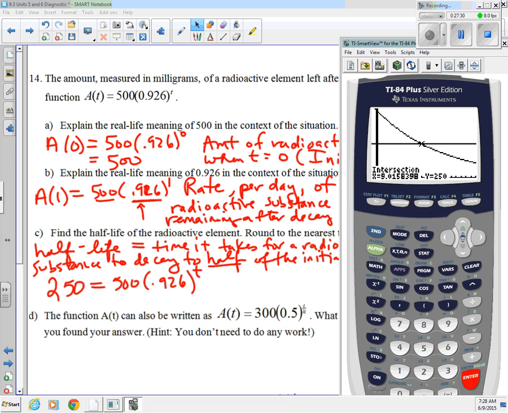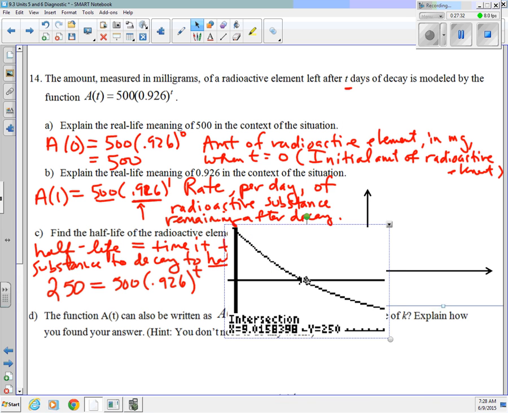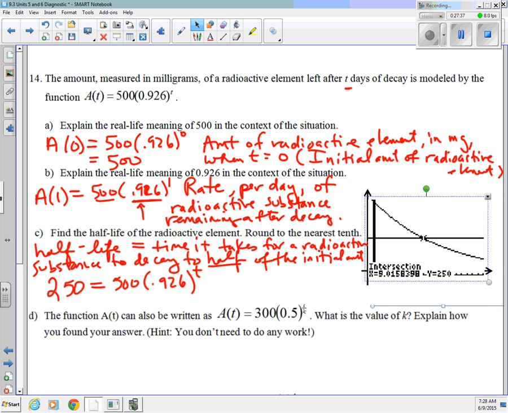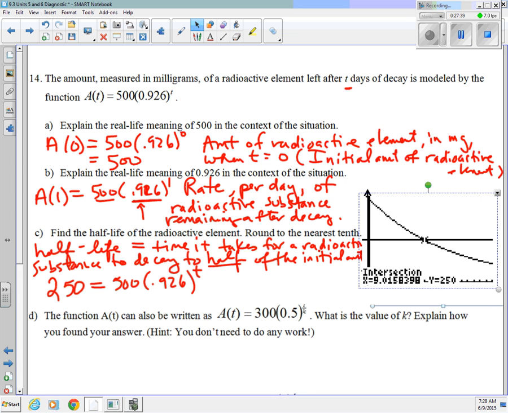So this would be my graph. Let's cover up the other graph that I had on paper. You can draw this out at your leisure. There's my graph. And I get, I'm going to round this to the nearest tenth, so that'll be 9.0.